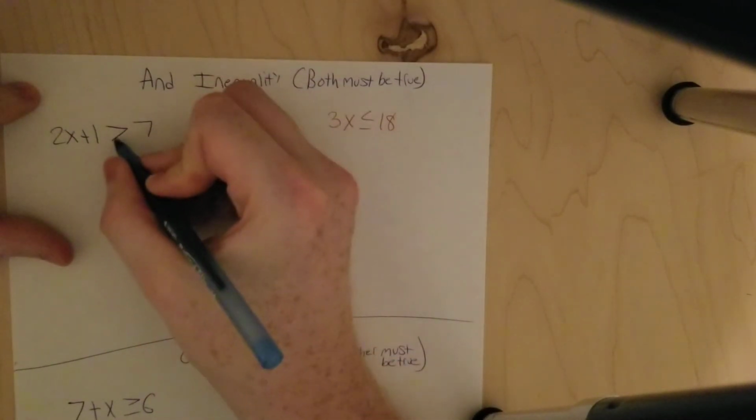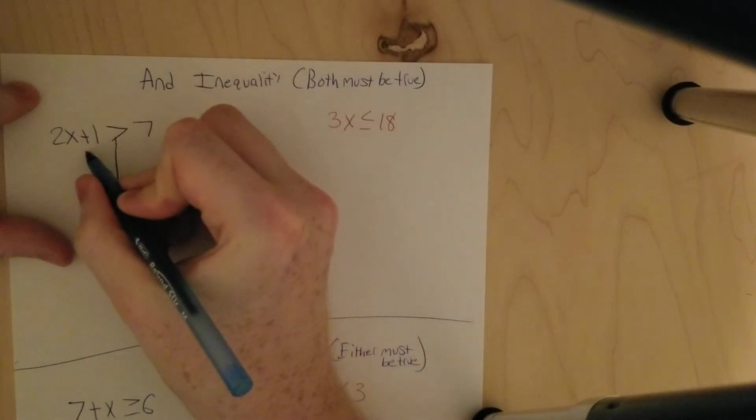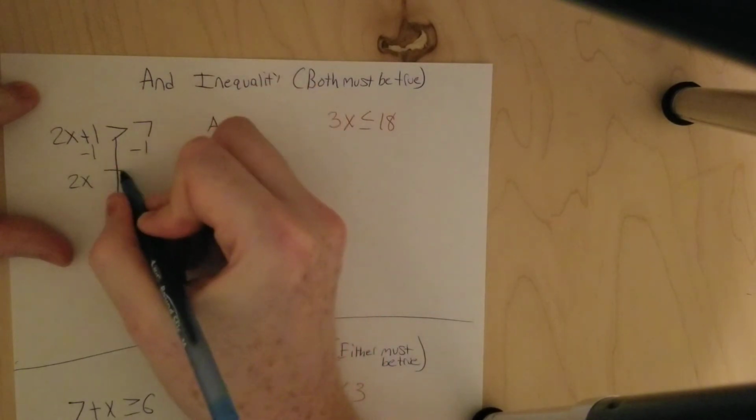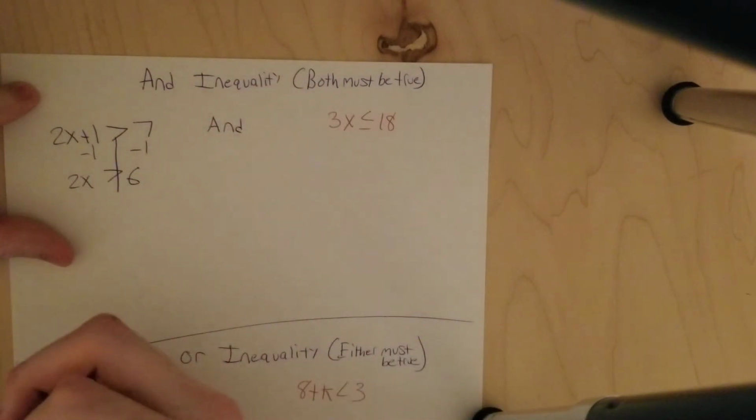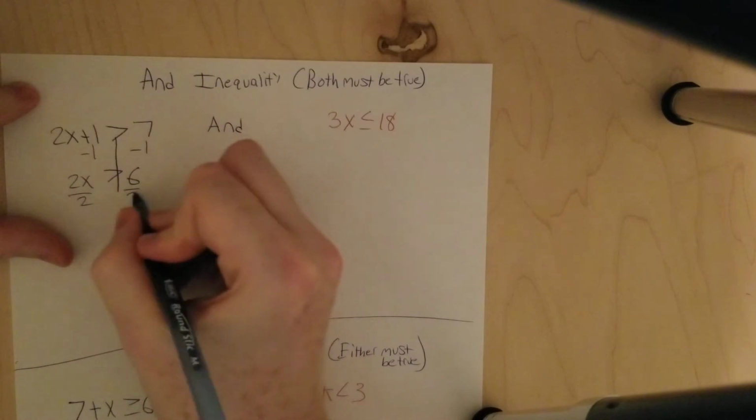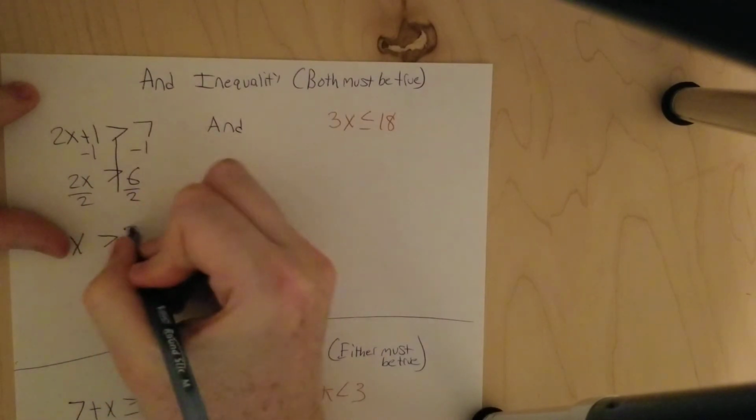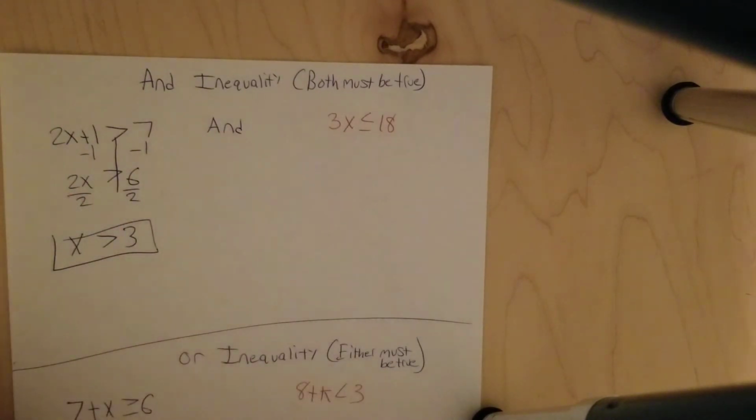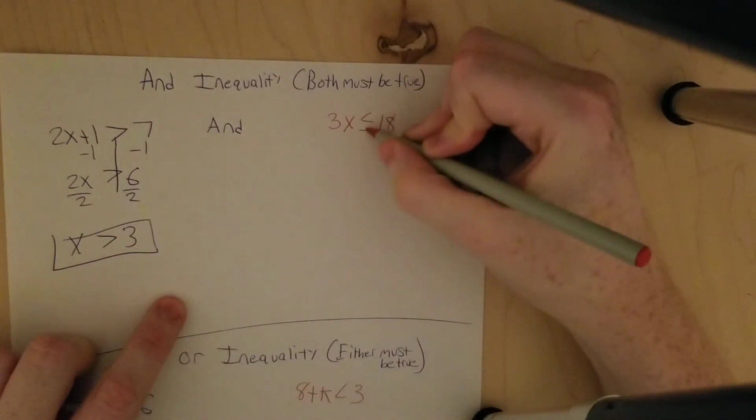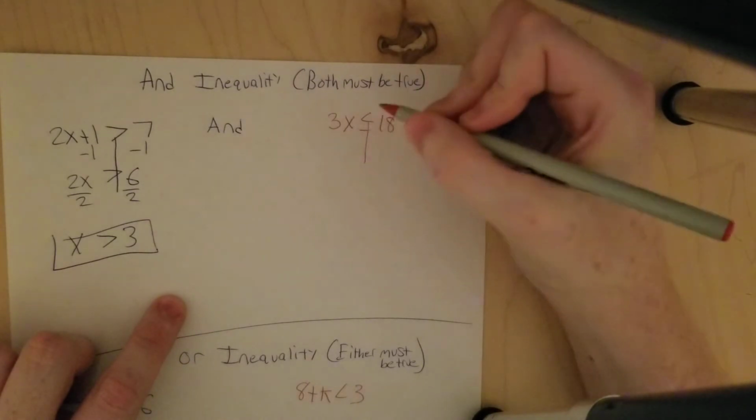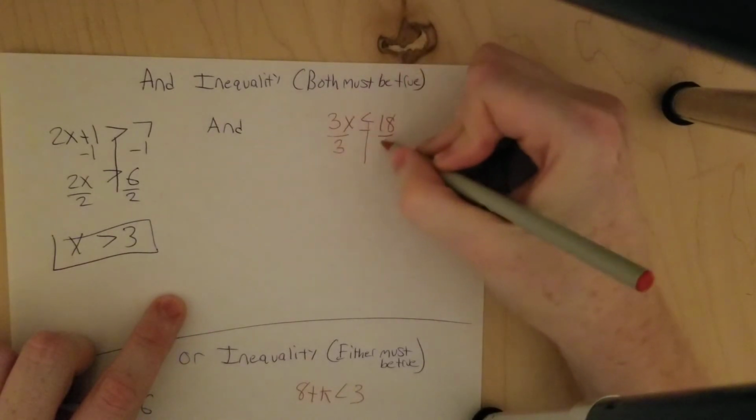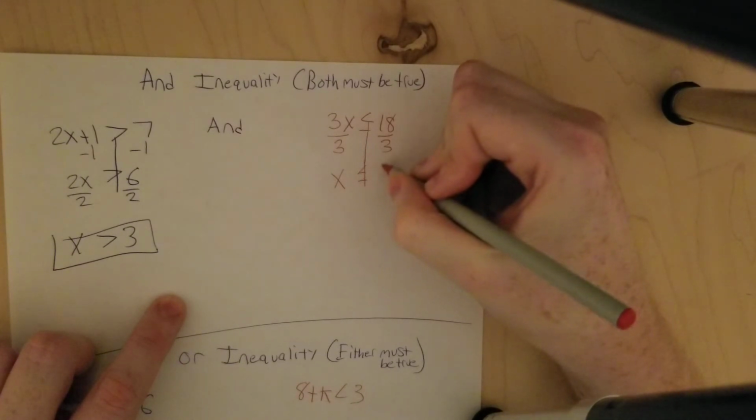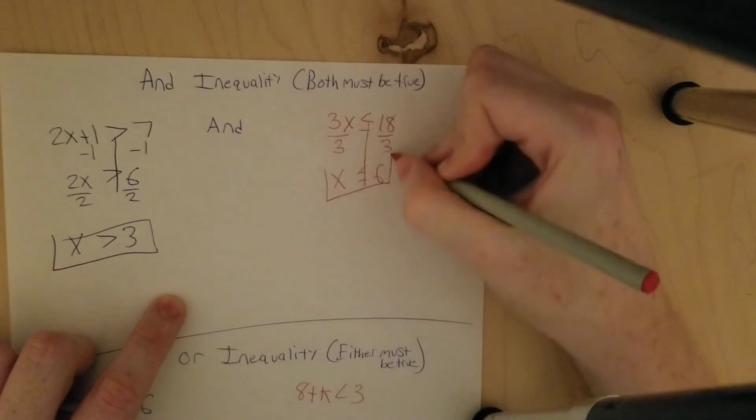So we're just going to solve these like we normally would. For this first one, we're going to subtract 1. We'd have 2x is greater than 6. And then we could divide the 2 over. So ultimately, this would simplify to x is greater than 3. For the other inequality, I'm going to do this one in red, but it would just be a simple one step, just divide by 3. And you would end up with x is less than or equal to 6.